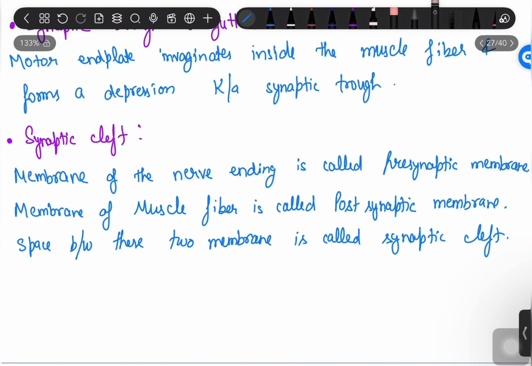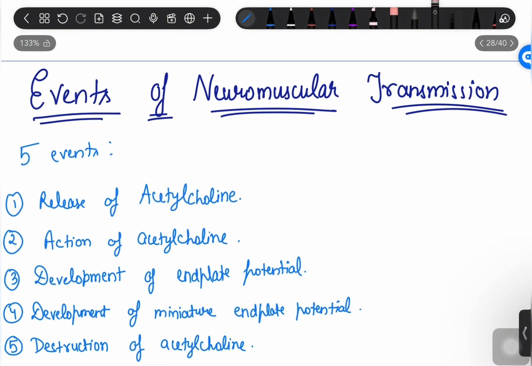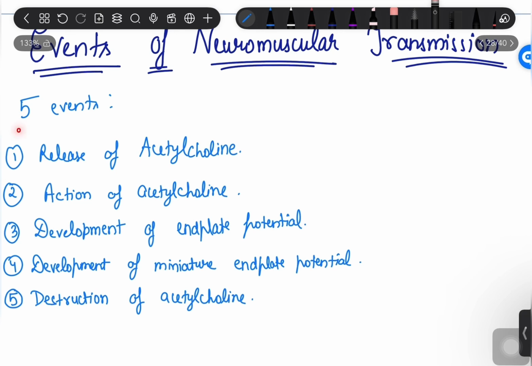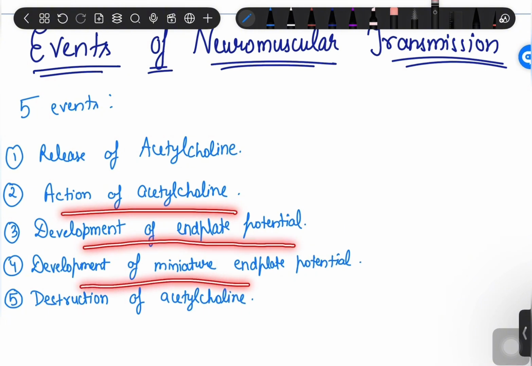Now we will discuss the events of neuromuscular transmission, like how the muscle receives signals from the axon. It occurs in five events. First is the release of acetylcholine, second is the action of acetylcholine, third is the development of end plate potential, then development of miniature end plate potential, and the destruction of acetylcholine.